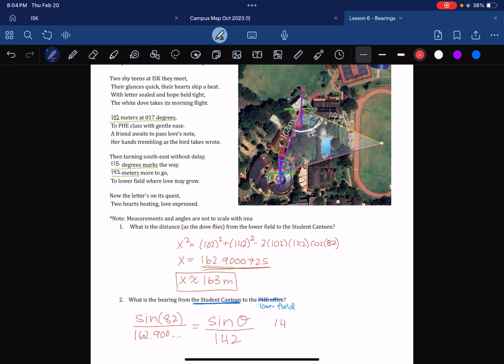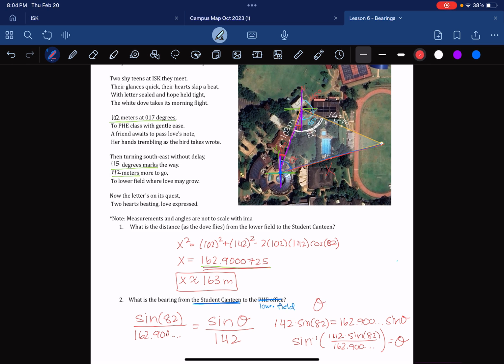So I'm going to have 142 multiplied by sine of 82 is equal to 162.900, blah, blah, blah, blah, sine theta. So I'm actually just going to skip a step, and it's going to be arc sine. So inverse sine of 142 times sine of 82 over 162.900, blah, blah, blah, blah. But again, I need to put in that whole number, and that's going to equal theta. Okay, so pause the video, see if you can put that into your calculator, and see if you can get theta.